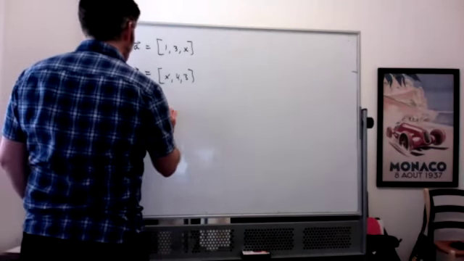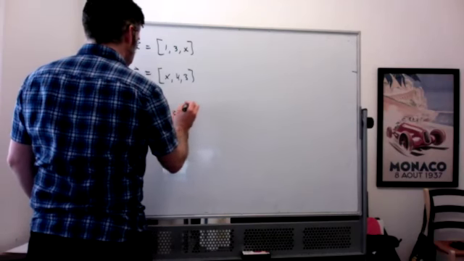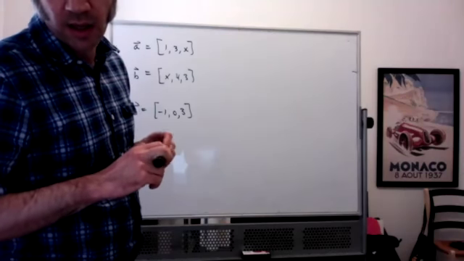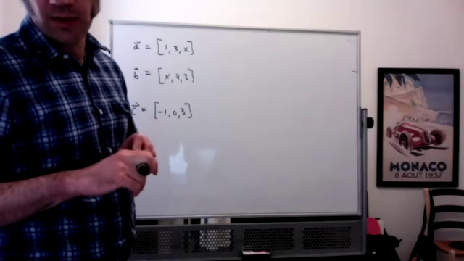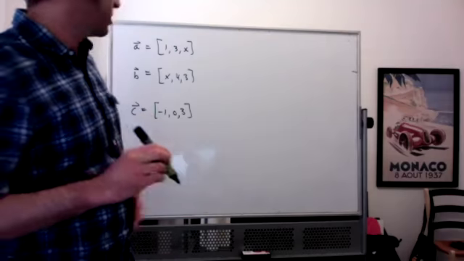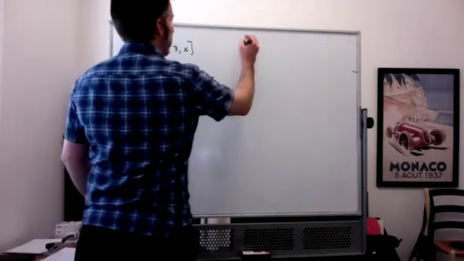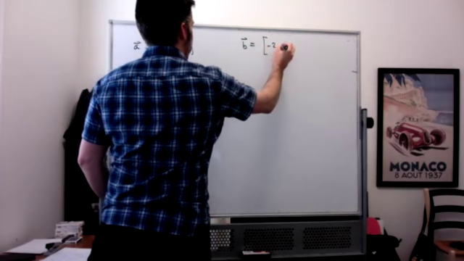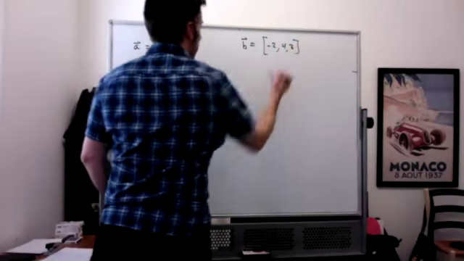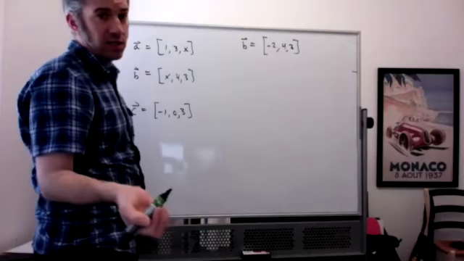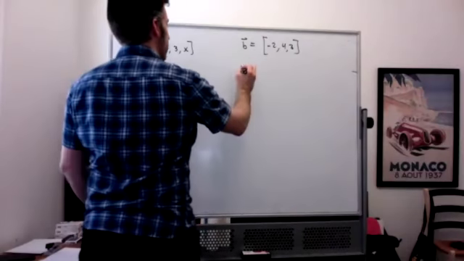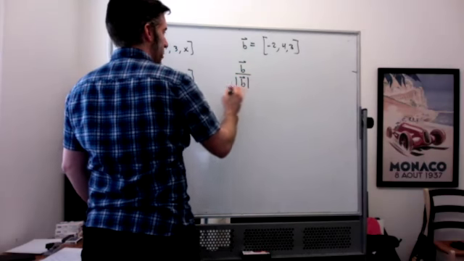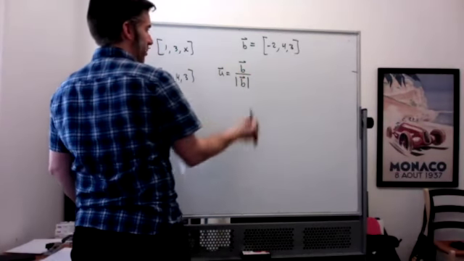C is -1, 0, 3. And part B asks, if x equals -2, find a unit vector that points in the same direction as B. Okay, so if x is -2, then B is the vector -2, 4, 3. And the unit vector that points in the same direction is just that vector, B, divided by its own magnitude. So that's our unit vector in the same direction.